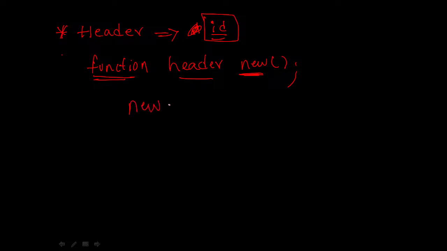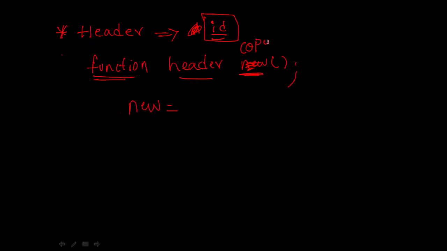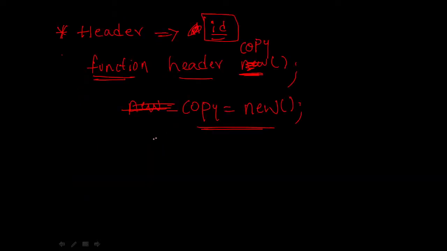New is equal to, sorry, not new, it is copy. So copy is equal to new. Okay, so what happens if we write like this? Copy is equal to new, an object will be created with the name copy. Like this, an object will be created. So like this also we can create our own objects actually.